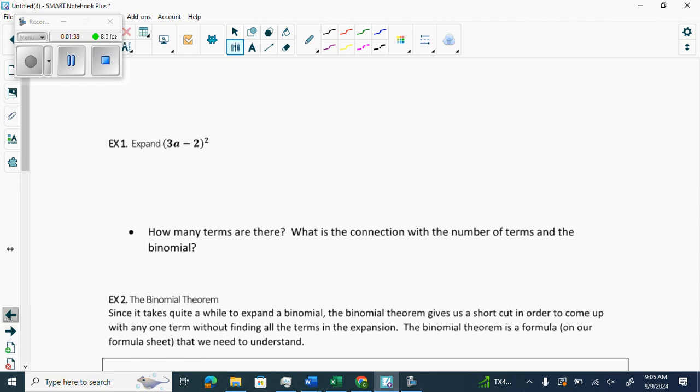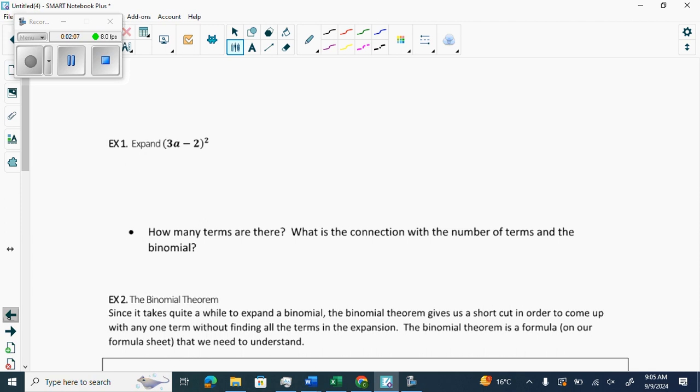Okay, when you see 3a minus 2 squared, what should you do every single time before you start? What does that even mean? 3a minus 2 squared. Yeah, you multiply the term by itself. It means you have 2 of them, right? Like a squared, I could write out as a times a. A cubed, I could write out as a times a times a, right?